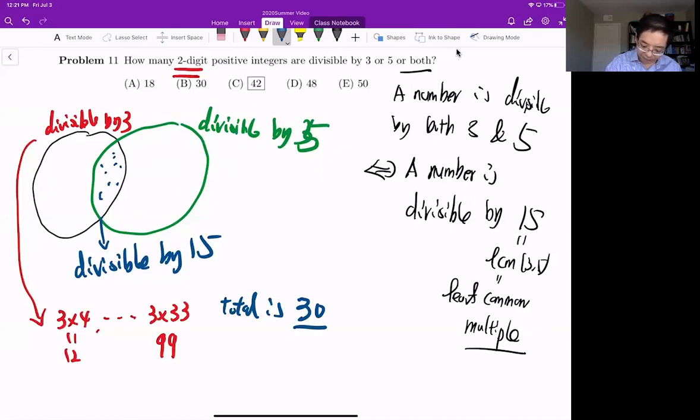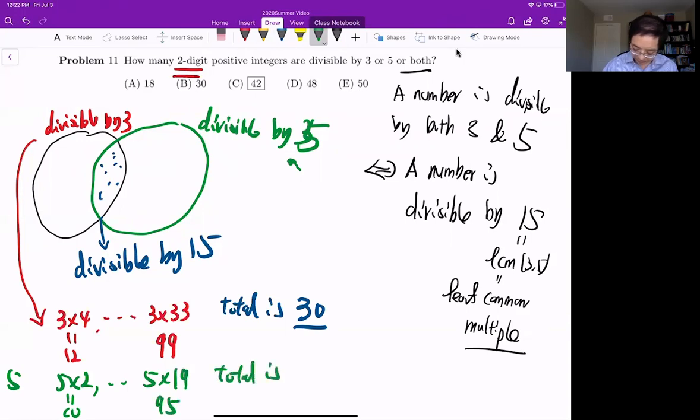Now for 5, if we do divisible by 5, you start from 5 times 2, which is 10, and then all the way to the last one, which is 95. That's 5 times 19, so this is 95. Here the total is 18.